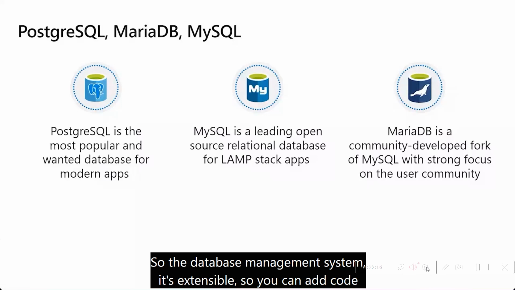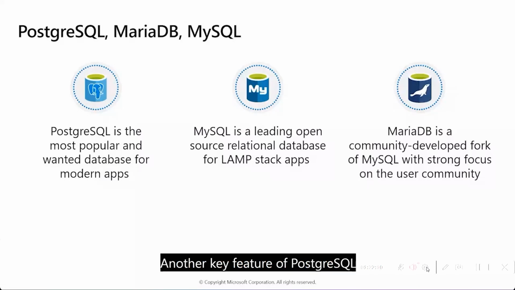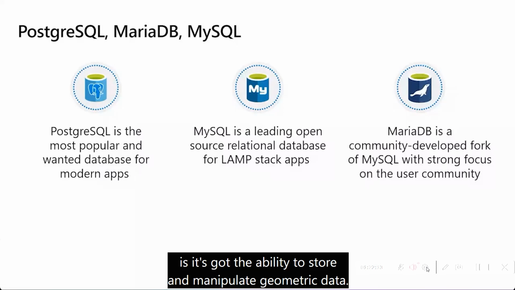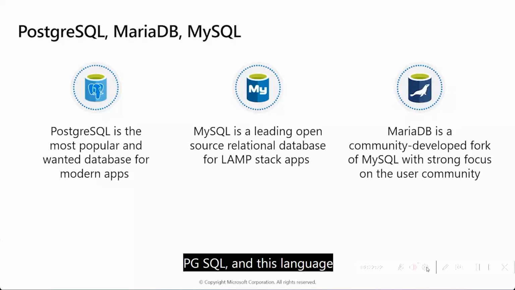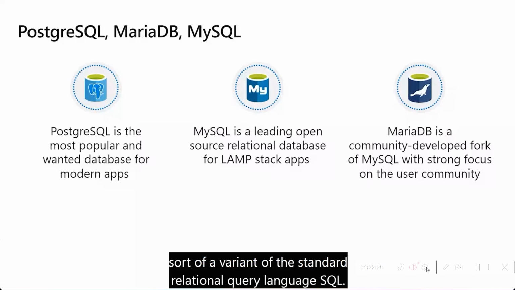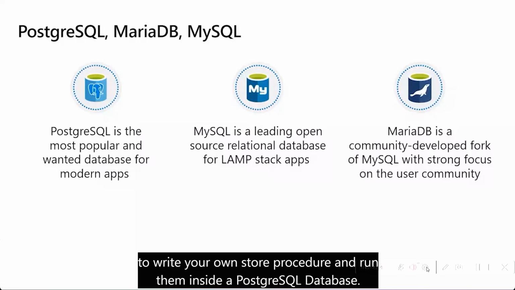So the database management system is extensible, so you can add code modules to the database, which can be run by queries. Another key feature of PostgreSQL is the ability to store and manipulate geometric data. These are things like lines, circles, and polygons. PostgreSQL has its own querying language called PGSQL, which is sort of a variant of the standard relational query language SQL. And there are features inside PostgreSQL that allow you to write your own stored procedures and run them inside a PostgreSQL database.